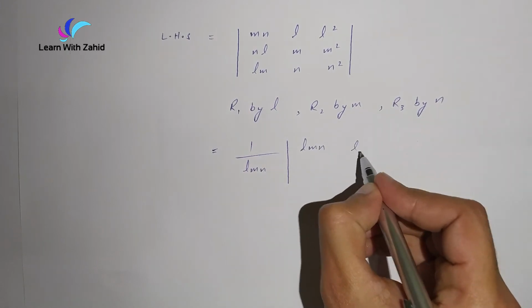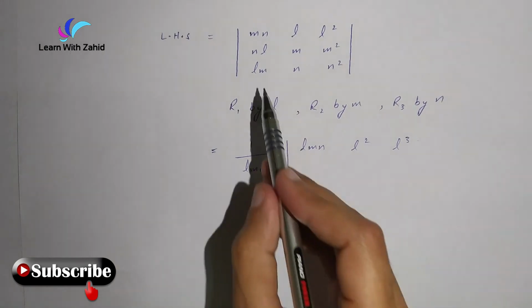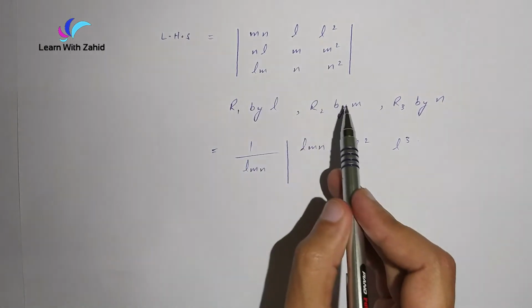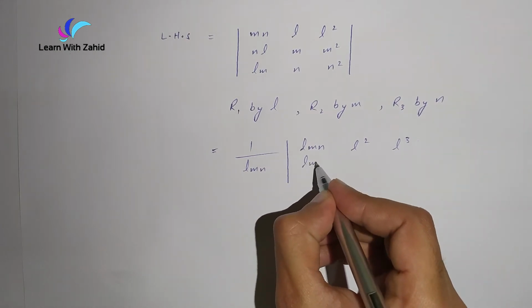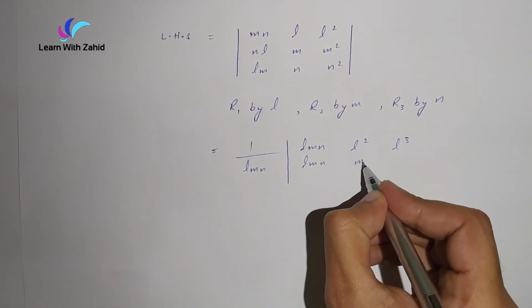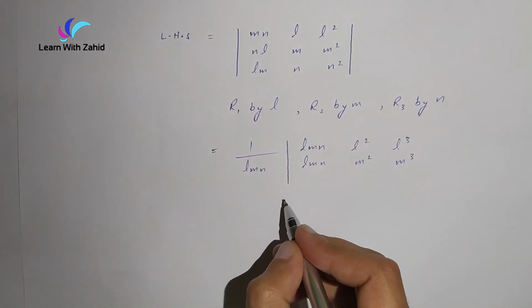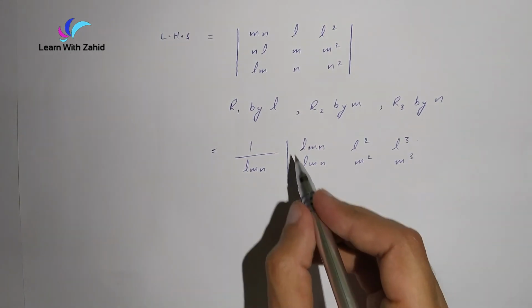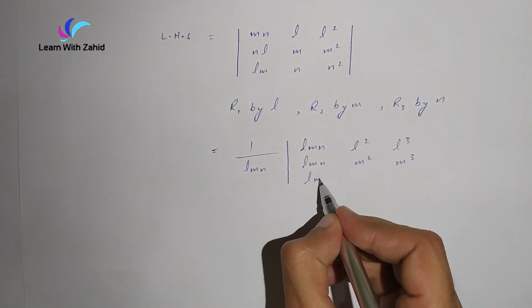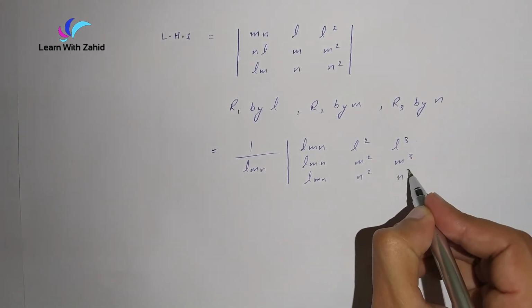LMN, L square, and L cube. Now we have to multiply R2 by M. So multiplying R2 by M, we will get LMN, M square, and M cube. Similarly, multiplying R3 by N, we will get LMN, N square, and N cube.